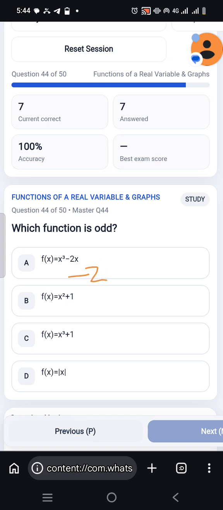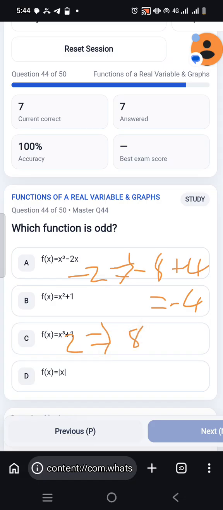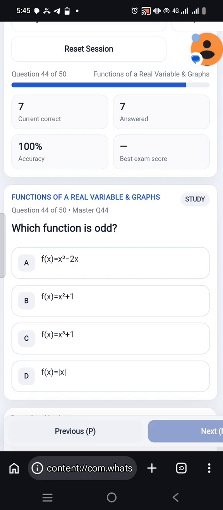So let me use minus 2. When you do minus 2 to the power 3, that will give you minus 8. Then minus 2 times minus 2 will give me plus 4, so that gives me minus 4. Then test for 2 as well. 2 cubed gives me 8, then minus 2 times 2 gives me minus 4, so 8 minus 4 is 4. For f of minus x is minus 4, f of x is 4. So this is actually an odd function, because if f of x gives you 4, minus f of x gives you minus 4. So of course A is the answer.